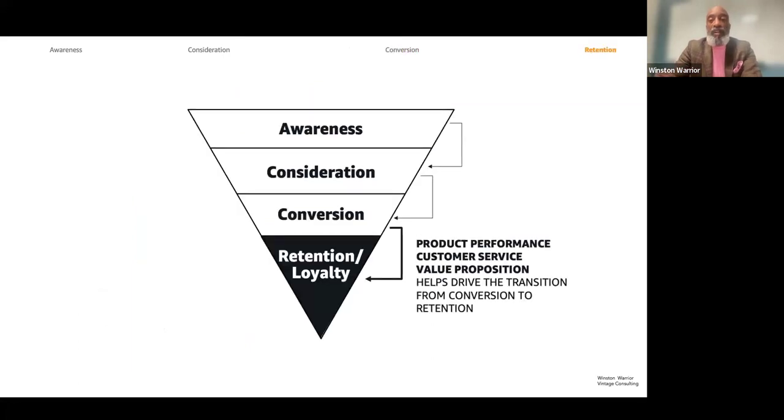Finally, again, we talked about this, but retention is part of your marketing plan. So what are you going to do? What's your plan once you have these people as customers? How do you prevent them from leaving you? What's your customer service like? How does your product really perform? What kind of product are you putting out there?